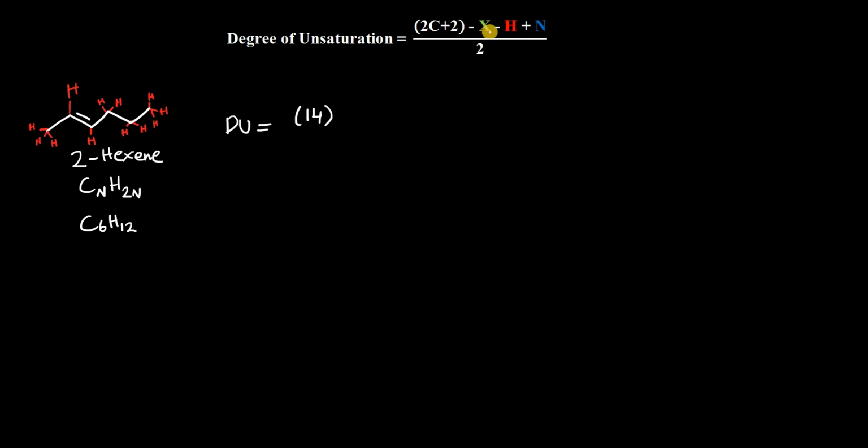We subtract the number of halogens. We don't have any here, so we're fine. Now we need to subtract the number of hydrogens that are actually present in the compound, all of these red ones, and we determine that we have 12. Then we divide this value by 2, which gives us 1. So DU for this compound is 1. We have 1 point of unsaturation.